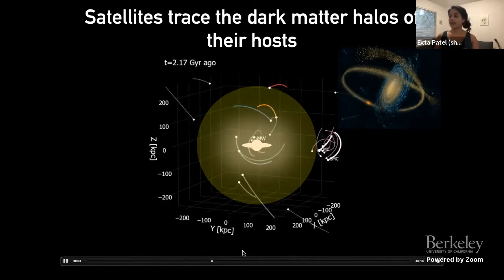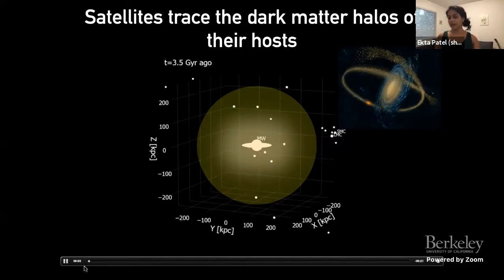So what you're seeing is that, let me start it from the beginning. So I'm starting at 3.5 billion years ago. Each of the white points is telling you the position of that satellite galaxy, what we think it was at least 3.5 billion years ago. And as it moves forward in time, you'll see these lines being traced out, which is the predicted orbital trajectory we think those satellite galaxies have followed to arrive at their positions today. So I'll let that play.